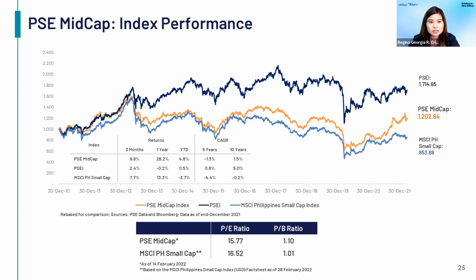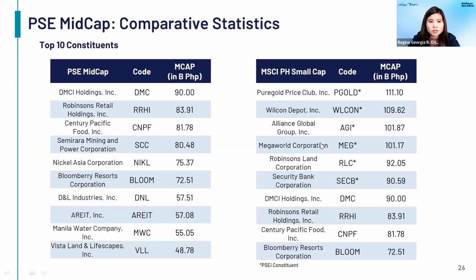So here we can see that from a base level of 1,000 in 2010, the MidCap Index increased to 1,202 by the end of March 2022, or around 1.5% increase per year for the past 10 years. We also compared the top 10 constituents of the PSE MidCap versus the MSCI Philippines Small Cap Index. The MSCI Philippines Small Cap Index is composed of 22 securities, and 6 of which are currently PSEi members. The rest of the top 10 constituents are also members of the MidCap Index.